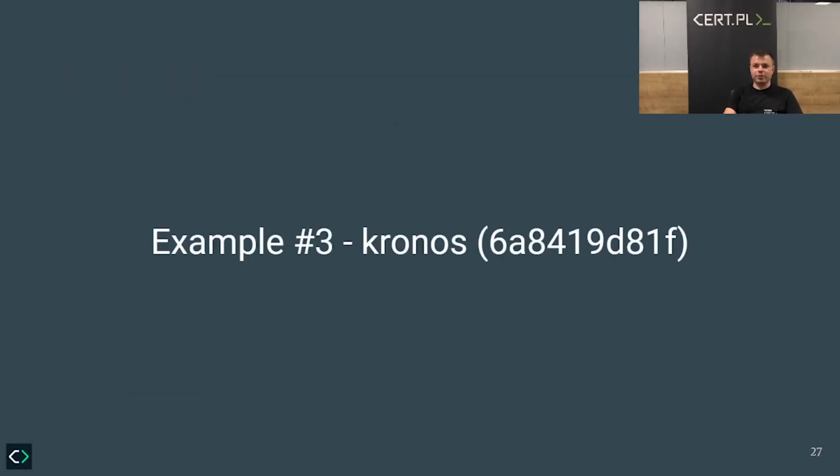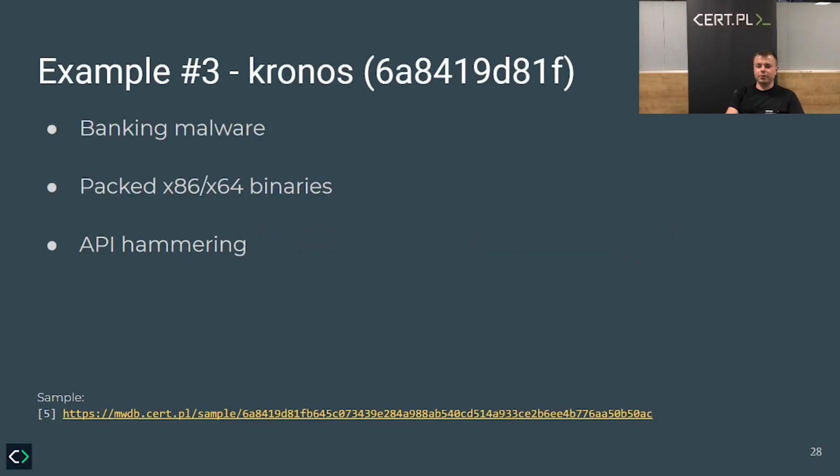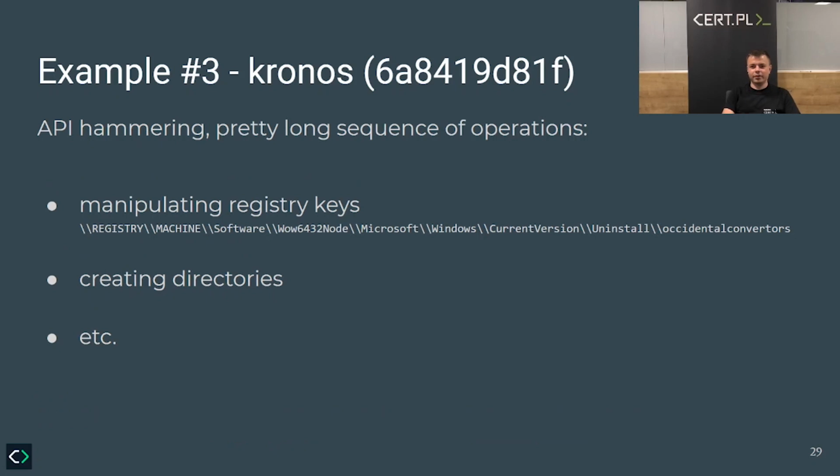So let's take Kronos as a third example. This Kronos sample is a banking malware, which is again distributed in the form of Windows binaries and is making some strange kind of API hammering technique. It is executing a pretty long sequence of operations which are touching registry keys, creating directories, and doing some other stuff.